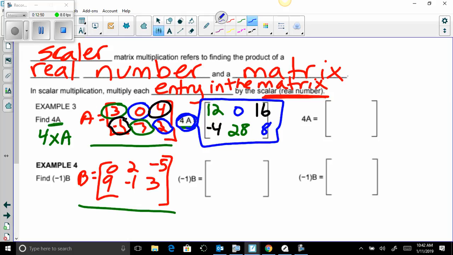Notice, matrix A was a 2-row by a 3-column. So it is a 2 by 3. My answer should give me the same thing. And I have 2 rows and 3 columns here. So I've successfully completed it.